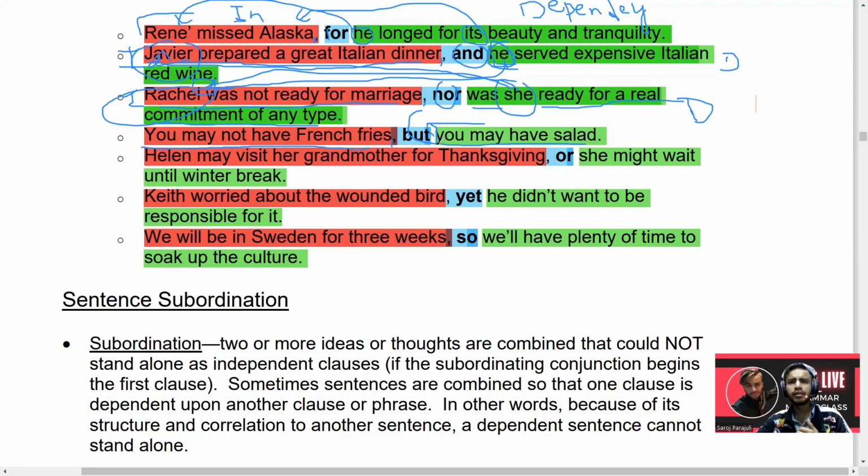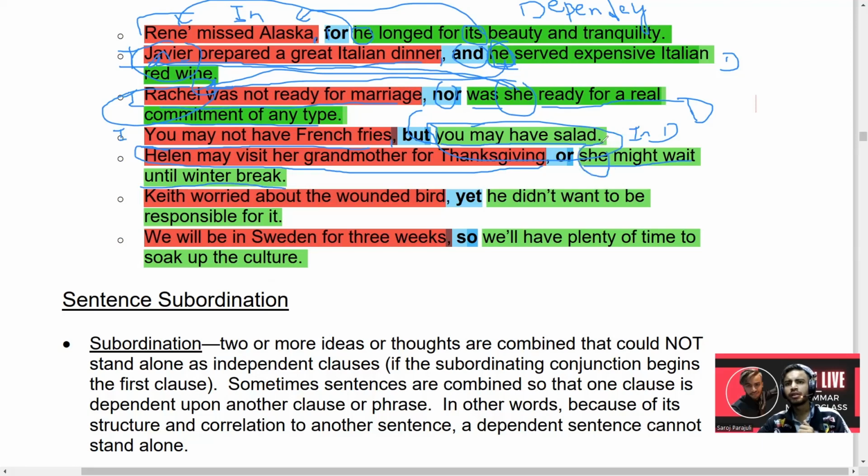Both are independent over here, guys. So don't worry, these both are independent. Let's see. You may have salad. You may not have French fries, but you may have salad. Okay. Now another one. Helen may visit her grandmother for Thanksgiving, and she might wait until winter break.